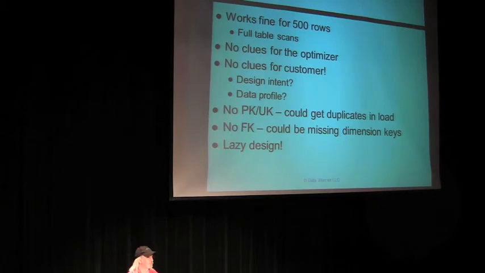Okay, so what? It's a table without all this stuff on it. It worked fine for 500 rows because they were doing full table scans. Right? You didn't need any indexes. Ran great. That was the POC. No clues for the optimizer at all. No clues for the customer.